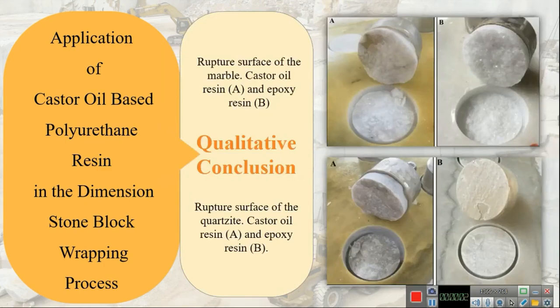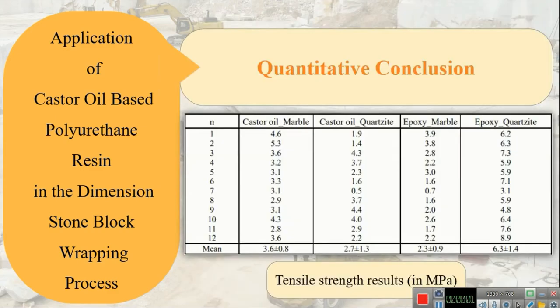Finally, here is the final qualitative picture after the resin process. In comparison to epoxy, castor oil has better performance on marble, and in the case of quartzite, the epoxy resin shows better results. As you can see on the chart, we had 12 samples of the two mentioned slabs. The results indicate that the castor oil has better performance on marble samples, and the chosen epoxy resin has better behavior on quartzite.